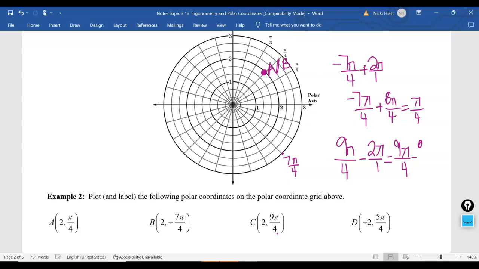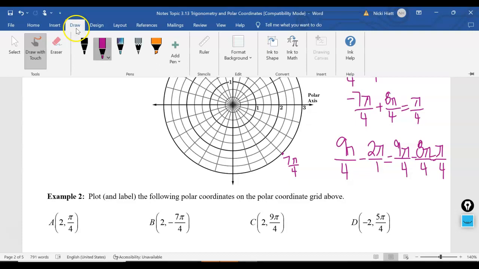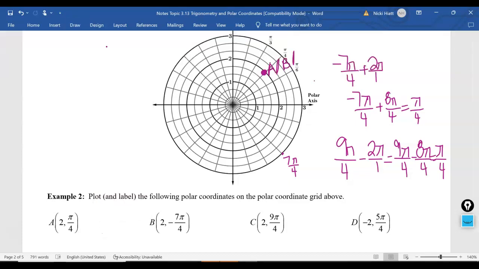over 4. And you might see what's going to happen here. 8 pi over 4, and that is going to equal, again, pi over 4. So you have a radius here of 2, and again, pi over 4. So not only is it A and B, but it is also C. And we can look at this last one here, and I wonder if he's done the same thing. I bet he has. For the last one, we've got 5 pi over 4.